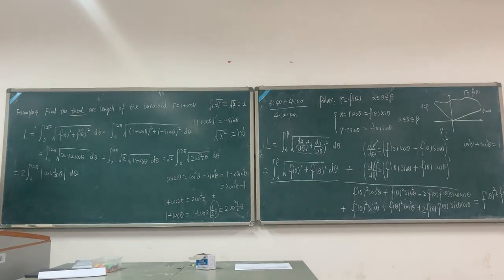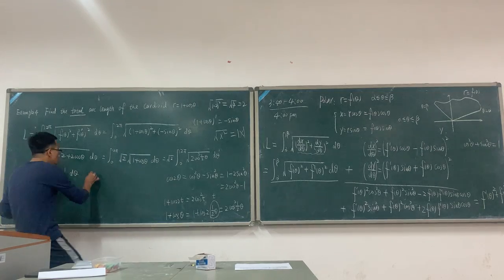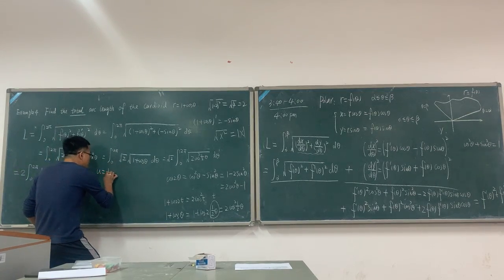So here is the absolute value of cosine 1/2 theta, d theta. So we use the u substitution, okay? We let u equal to 1/2 theta.